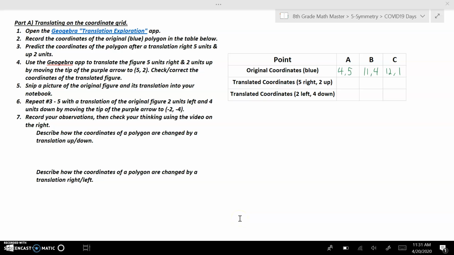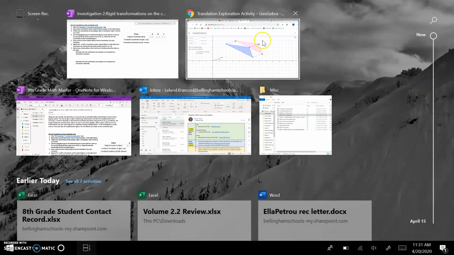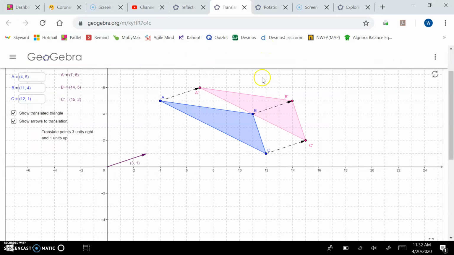So hopefully the GeoGebra translation exploration app worked okay for you. What you should have done is, first of all, when you open it up, look at the coordinates of the original blue polygon, the triangle. It looks like that. So you record those coordinates: (4, 5), (11, 4), and (12, 1).